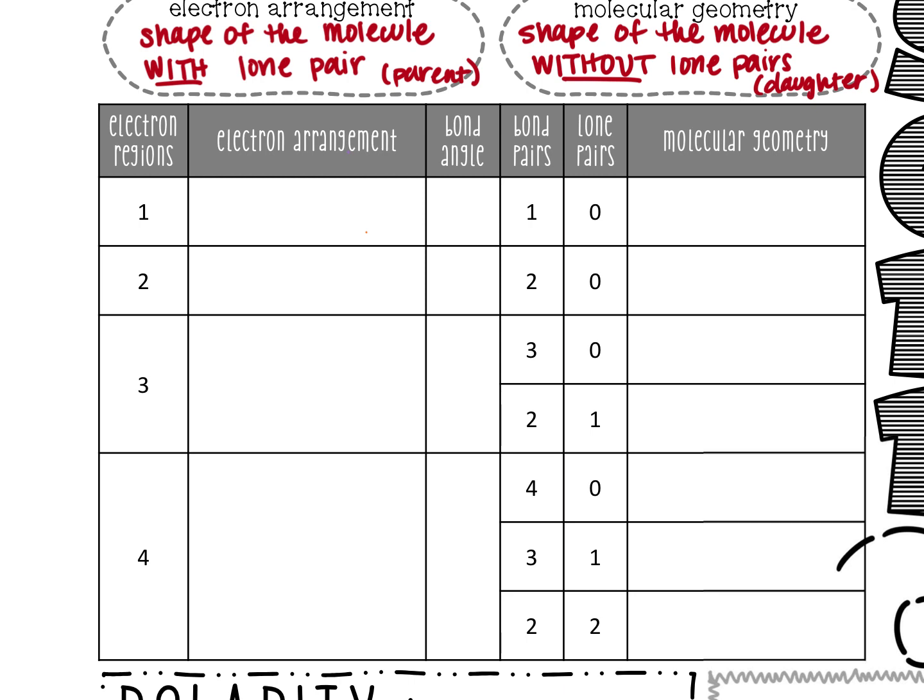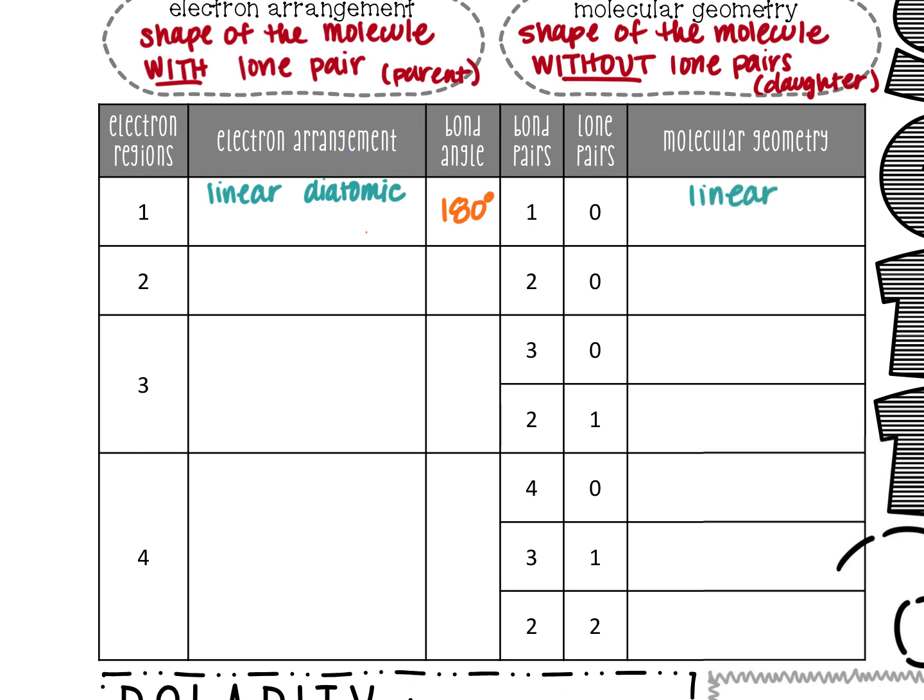So the first one, if I have one central atom that's bonded to one electron region, we would call this electron arrangement linear diatomic. Diatomic meaning two atoms. All right, this has a bond angle, like most lines, 180 degrees. That's a big fat 8. And then our molecular geometry here is going to be linear.